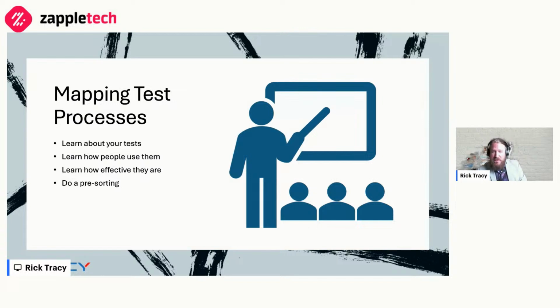So my suggestion would be, when you start doing this, make sure you've mapped your test process to the point where you know, I use this test to figure this thing out. I use this test to address that risk. I use this test on this function. And do a bit of pre-sorting to learn how effective each one of them is. In the end, you might end up throwing away a couple of tests that you have in your toolkit because they're either not suitable for automation or because they're not as effective as a different test that you've thought of. But you first need to have a good idea of what you actually have.